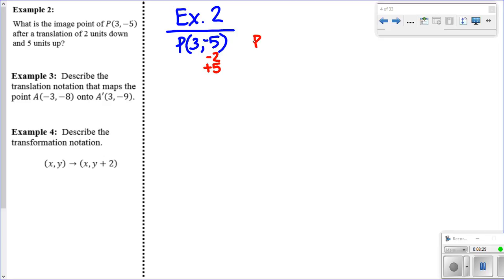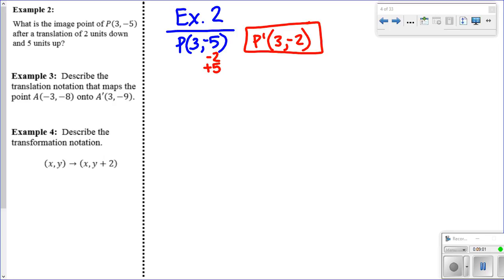Okay, so P prime then is going to be at 3. Negative 5 and positive 5 cancel each other out, so we're left with negative 2. Or you could think of it as negative 5 plus negative 2 is negative 7, plus 5 gives you negative 2, however you want to think of that. But that one had us going up and down, and so really down 2 and up 5 gave us this.